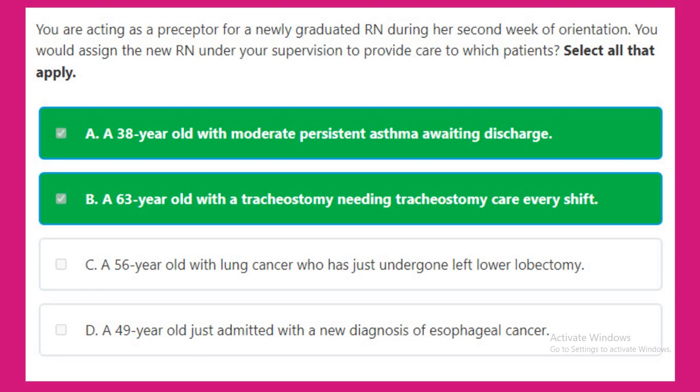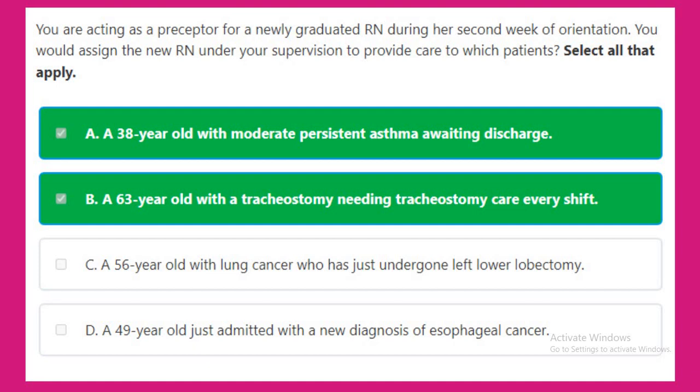So this is a client with recent surgery. So most probably this client is unstable, so this cannot be assigned to the new nurse. And a 49-year-old just admitted with a new diagnosis of esophageal cancer. So this is a new patient, so we have to assess what all the nursing needs of this client are. This requires expertise, so this client will be assigned to an expert nurse.